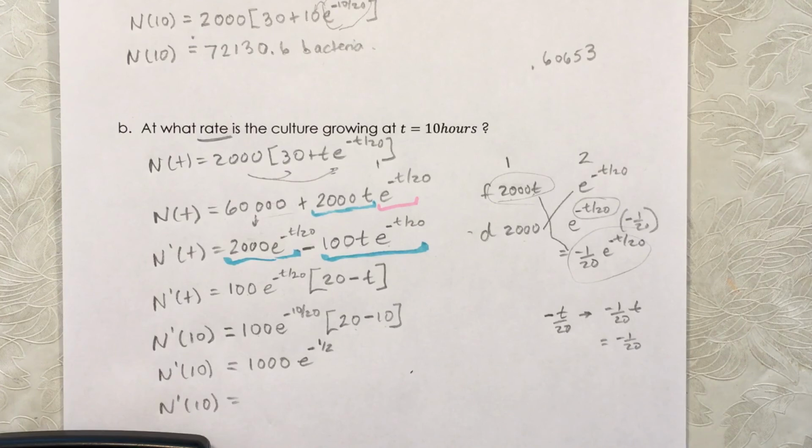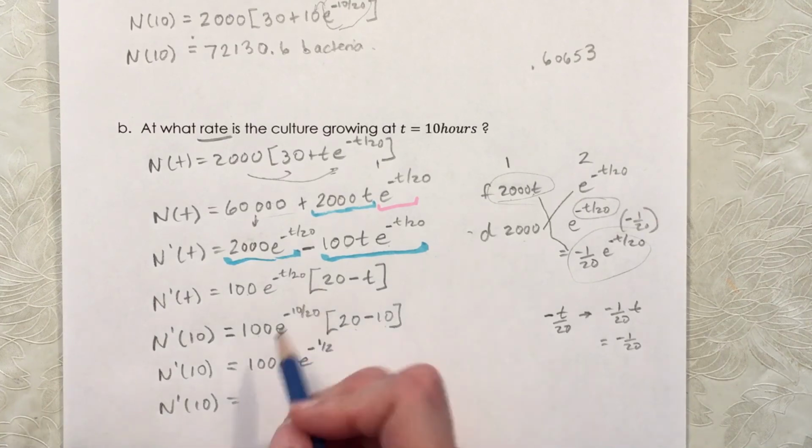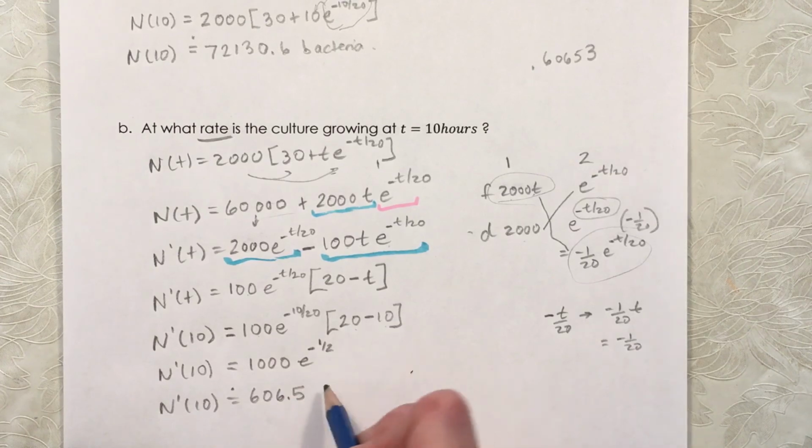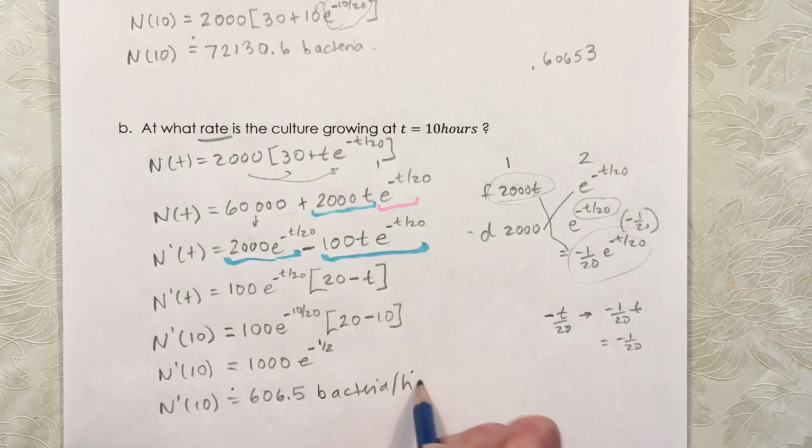So e to the exponent, and then you can put in negative 0.5, or you can put bracket negative 1 divided by 2. e to the negative 1/2, you should have 0.606536, and then times 1,000. So N prime at 10 is approximately 606.5, and then it would be bacteria per hour.